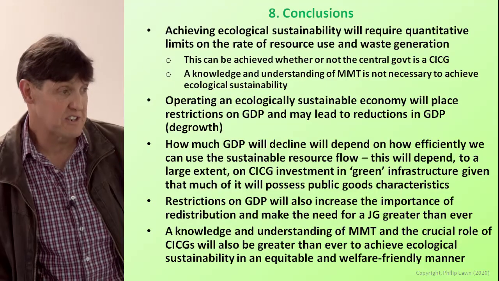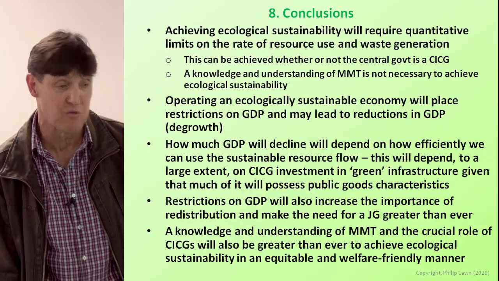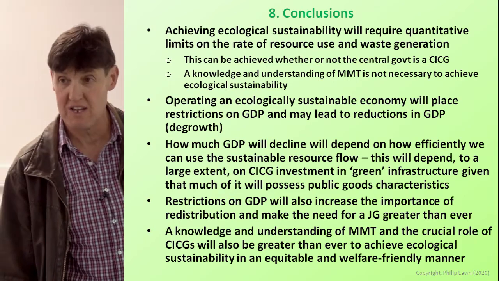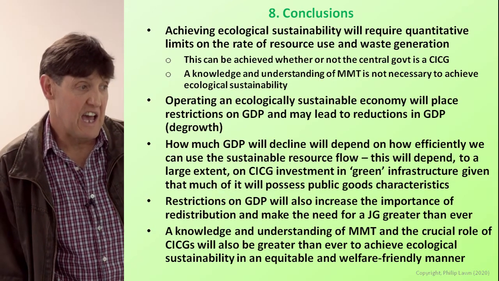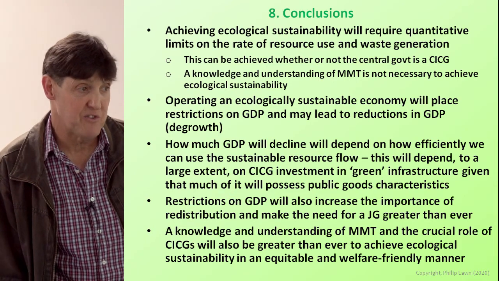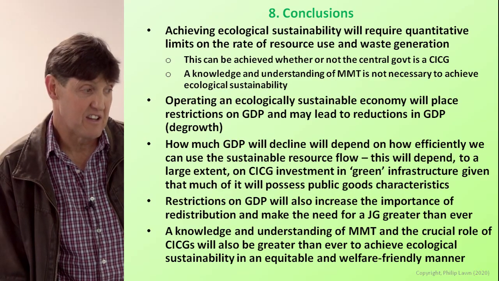Restrictions on GDP will also increase the importance of redistribution. That's going to be really important. And of course make the need for a job guarantee greater than ever, which is just a guaranteed job for anyone looking for a job, wanting a job, who can't obtain one in the private sector and conventional public sector. The government offers a guaranteed job at a minimum living wage, not for the dole, but something which would probably be around $40,000 a year.